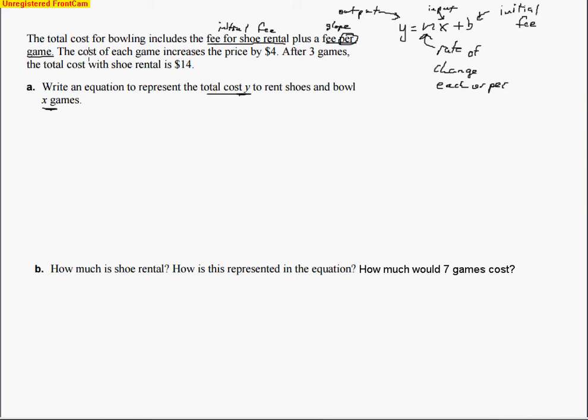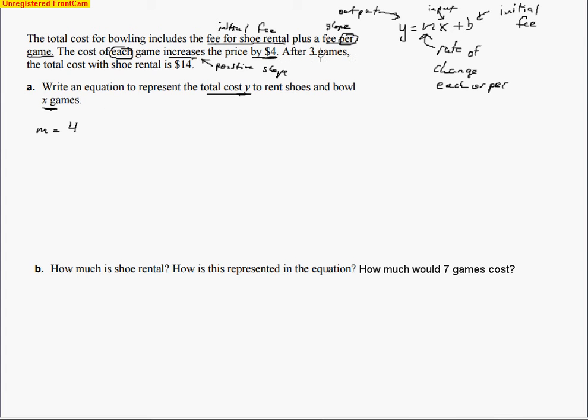And so it says that the cost of each game increases by $4. Okay, so cost of each game, there is the key word there. It tells me I might be dealing with the slope. It's comparing games and dollars. So that's going to end up being my slope. So I know right away m equals 4. And that's increasing, so we know we're dealing with a positive slope. It's an increasing line. It's going up. It's not going to be going down in value.